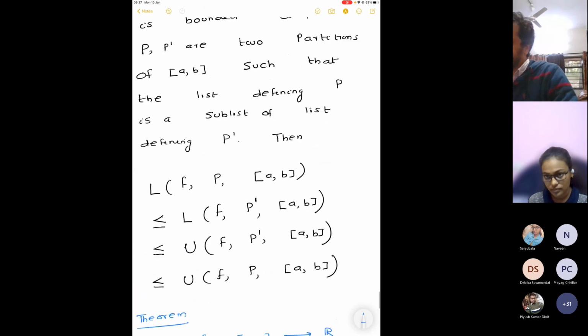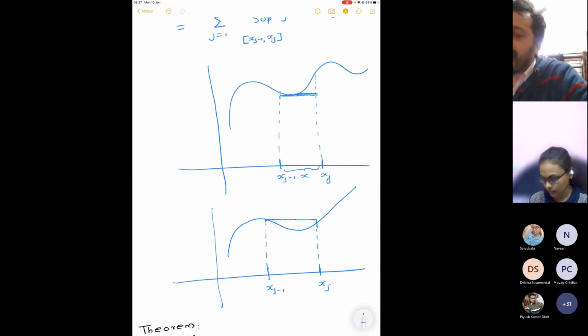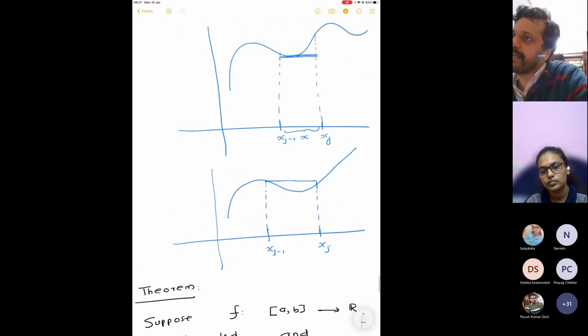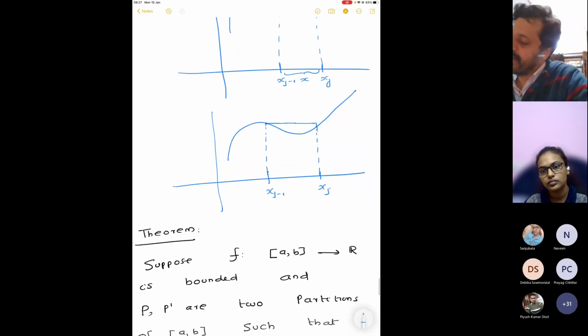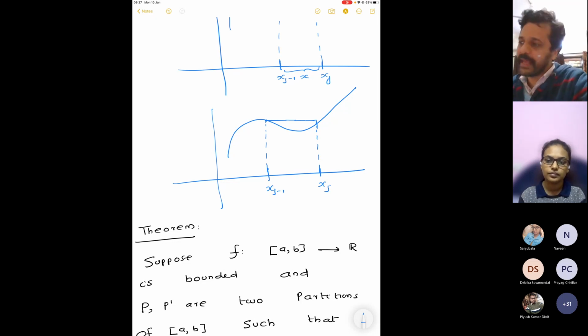By the way, if you see geometrically what is happening, lower Riemann sum, upper Riemann sum, etc. are for approximating the area under the curve. Lower Riemann sum tries to approximate the area under the curve by rectangles of lesser areas than the original. So it is something like approximating from inside. And upper Riemann sum tries to approximate the area by rectangles of more area. So it is something like approximating from above. One is from below and one is from above. Okay.